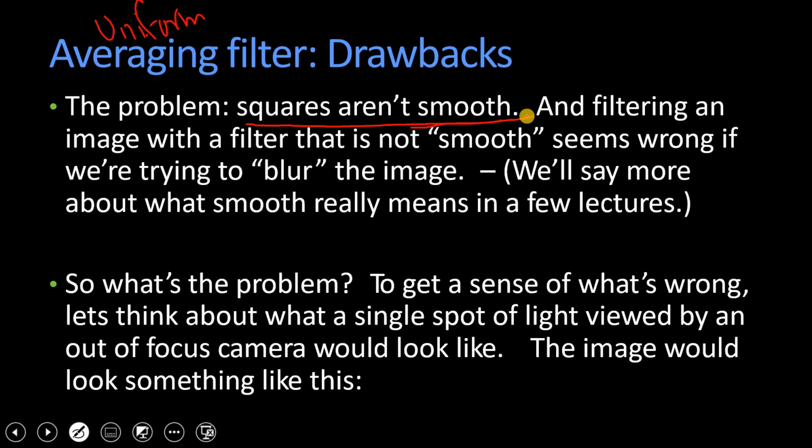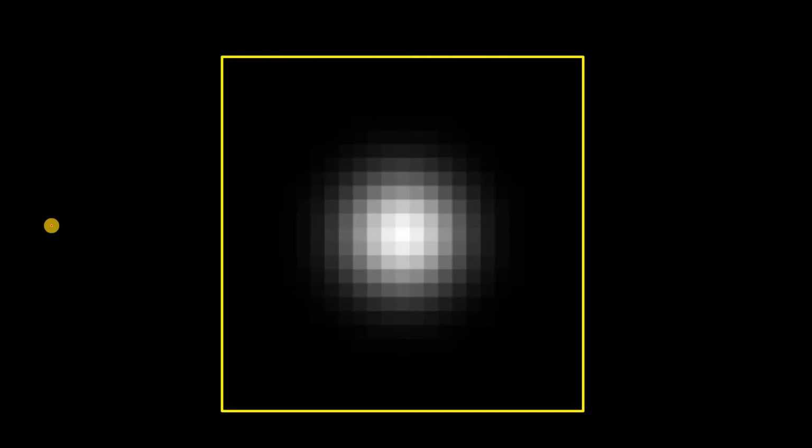So filtering an image with a filter that is not so smooth, it will be long. We are trying to blur the image, but we don't remove the noise perfectly. To remove this drawback, we use another filter where the center value is higher. For example, in the center it is 15, or maybe the center is 6 and the surroundings are 4, and then even further outside it is very little.